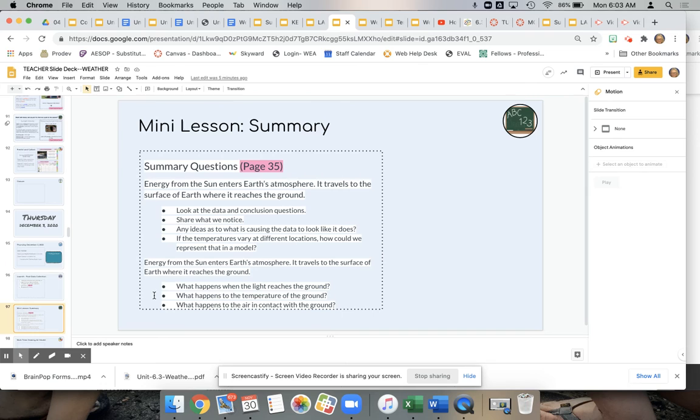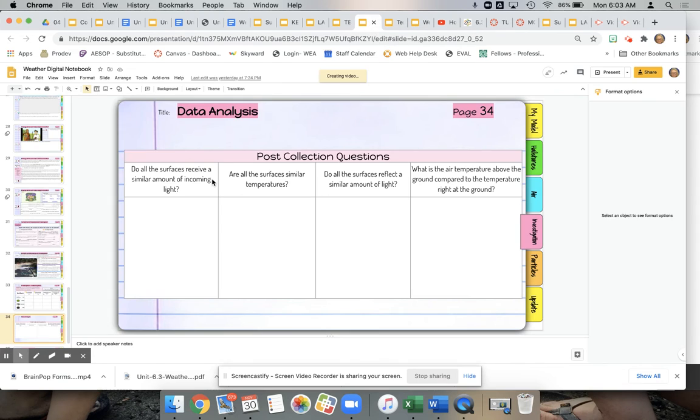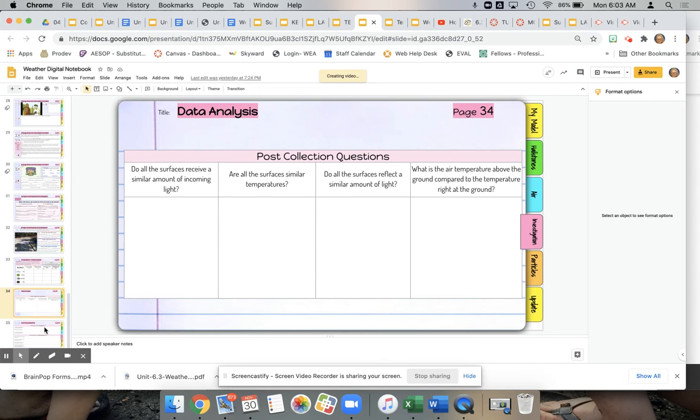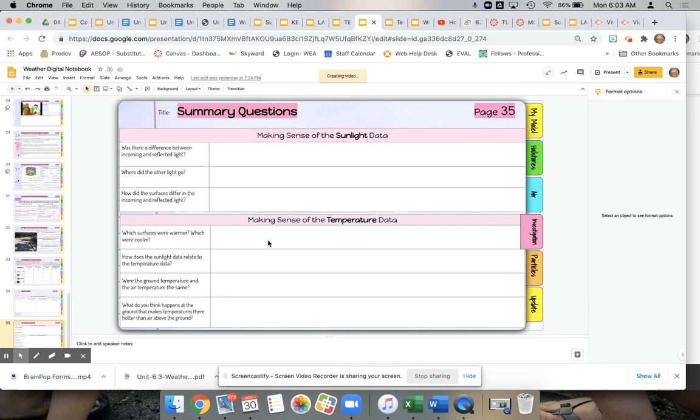Going forward, you can lead through a class discussion summarizing what were the key findings from that investigation. This will be done on page 35 of the digital notebook. So making sense of the sunlight data and making sense of the temperature data, asking students to think through these questions. So you can decide how you want to do that.